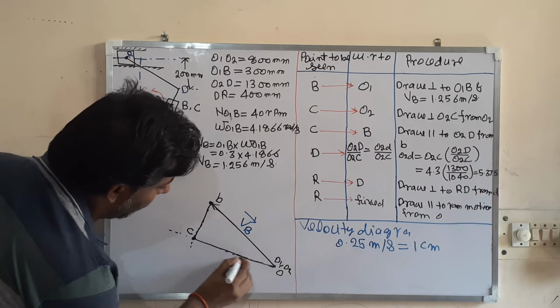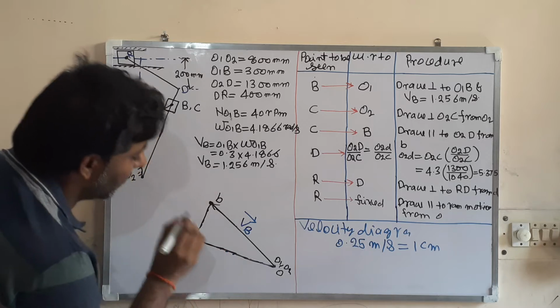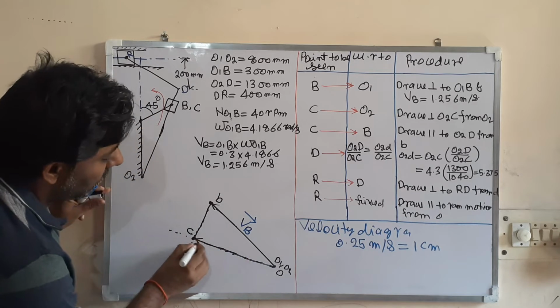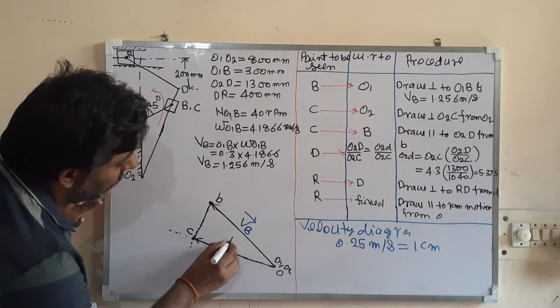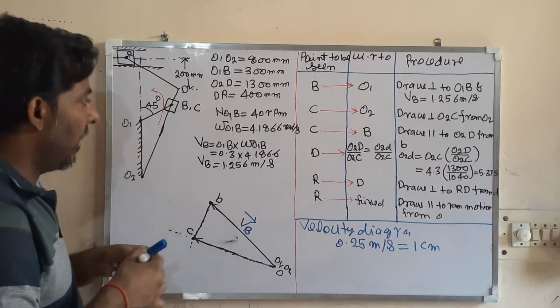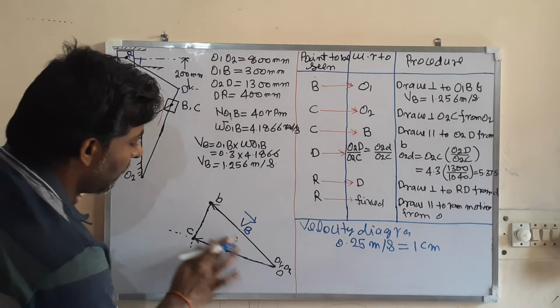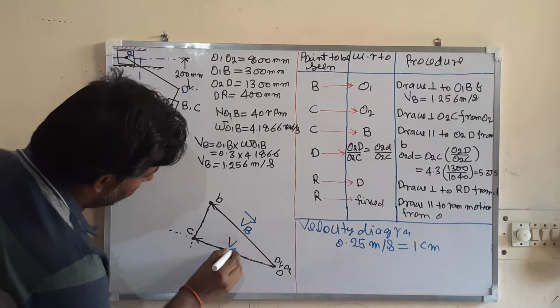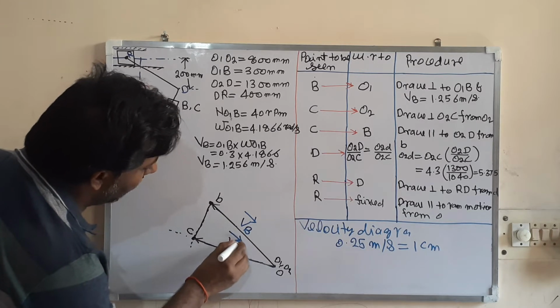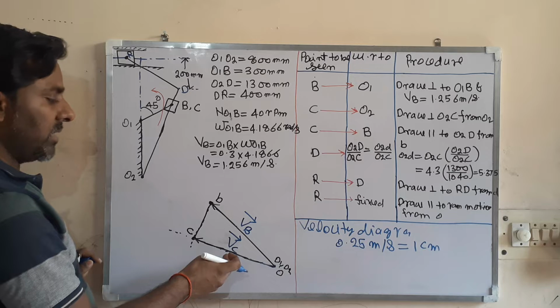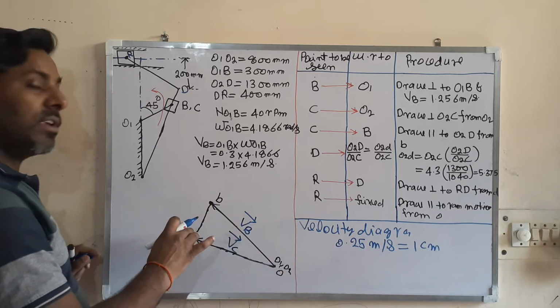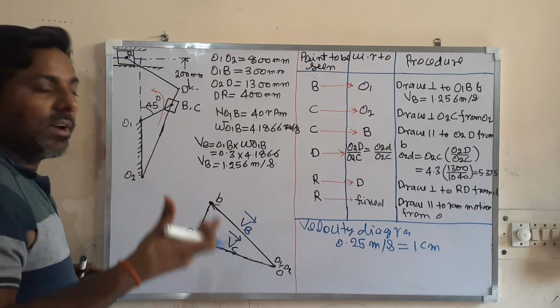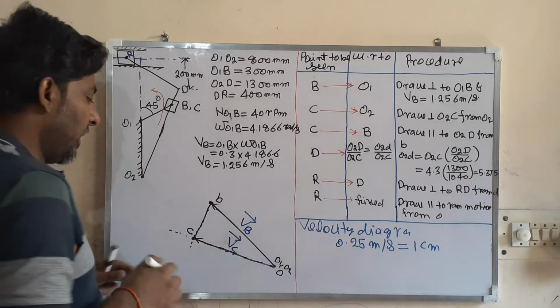Now complete the final one that you have got. So what is this O2C? This is the absolute velocity of point C. So from here you can see that B is going here and C is going here, so the velocities of B and C are different and in different directions.